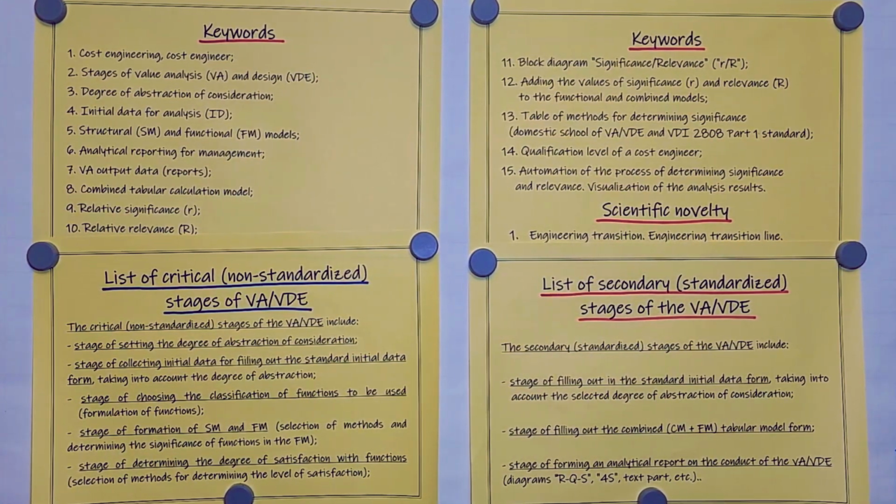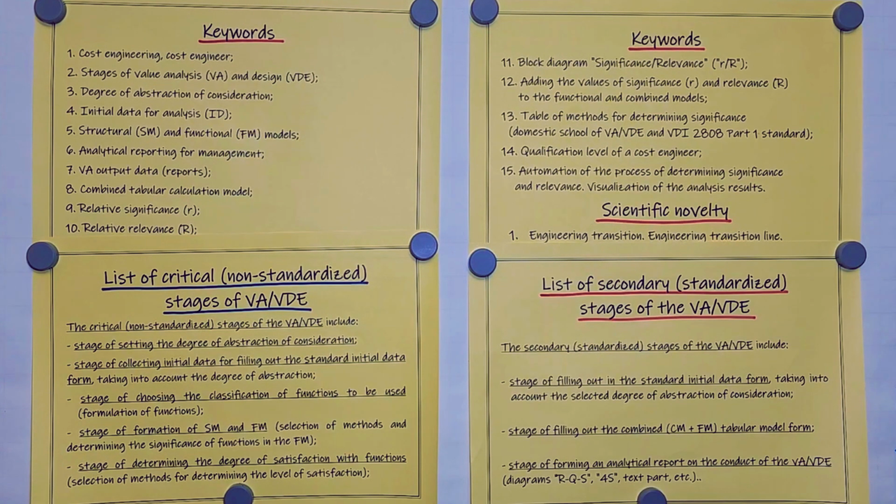The stage of determining the significance of the functions of their carriers, through the selection and application of methods for determining significance, along with the stages of setting the degree of abstraction of consideration, choosing the classification of function used, formulation of functions, and determining the degree of satisfaction with the function in the process of forming the structural model, are critical stages of the value analysis in the context of increasing the degree of reliability of the analysis results.